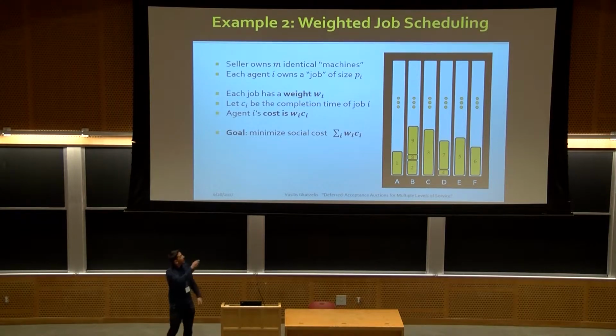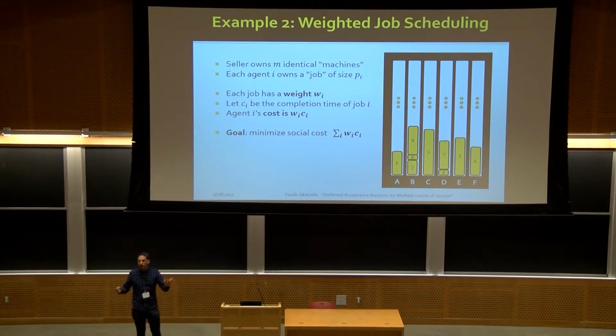And the thing here is that everyone wants their job completed as early as possible. So you can imagine they have some weight. Each buyer has a weight, which is the importance of the job. And the longer it takes for the job to complete, the worse the quality of service. Again, it's not binary. It's not like you're either served or not served. You can get different quality of service depending on what your completion time is in that schedule. That is the outcome of the allocation.